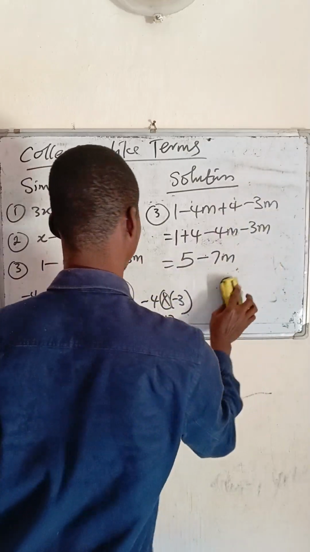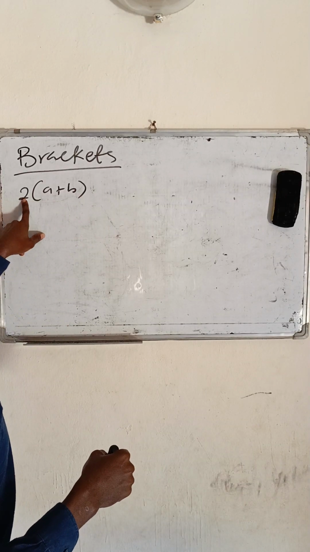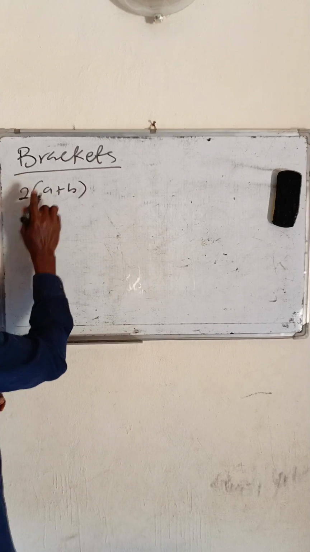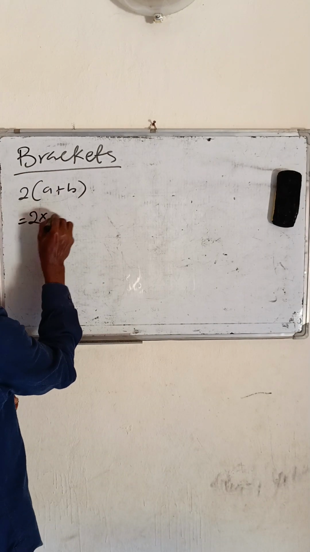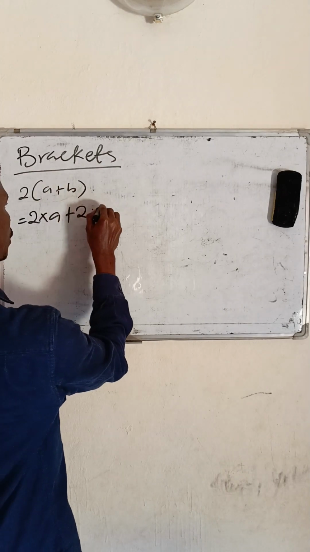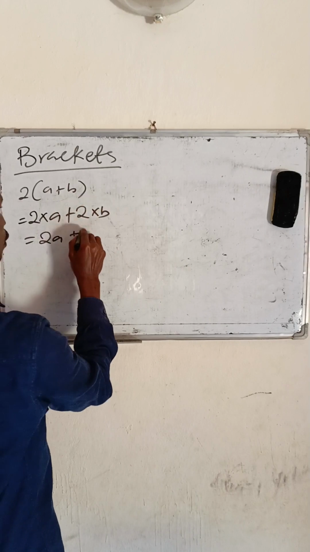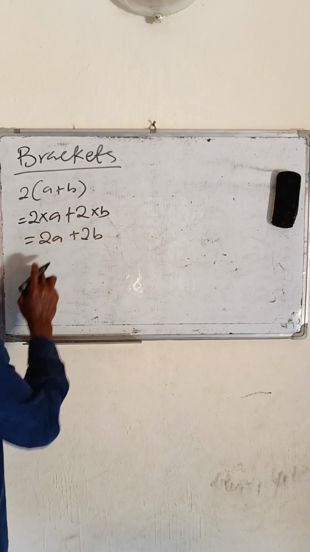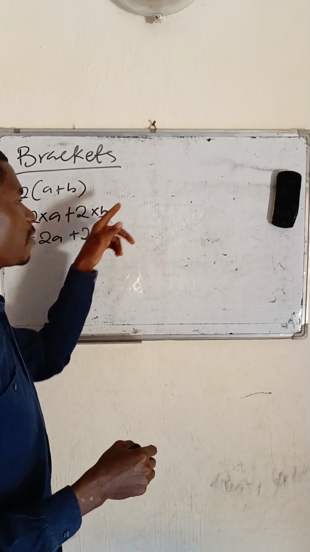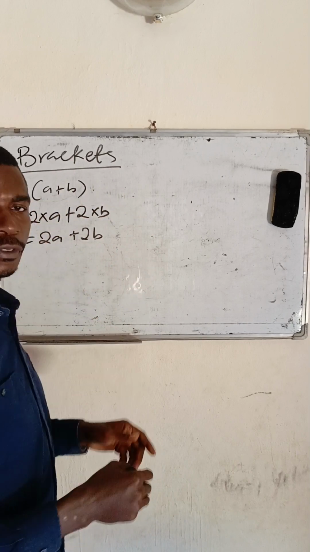Now let's proceed. Anytime you see a bracket this way, it simply means that this number will affect everything inside the bracket. That means 2 times A, you put your sign, 2 times B. That's it. 2 times A, 2A, plus 2 times B, 2B. You can't add these two because they are not like terms. You see, that topic has a relationship to this one. If I went directly to this without teaching collecting of like terms, you would have been confused.